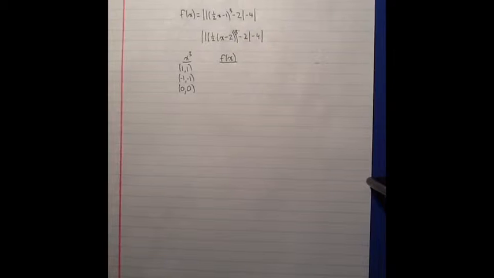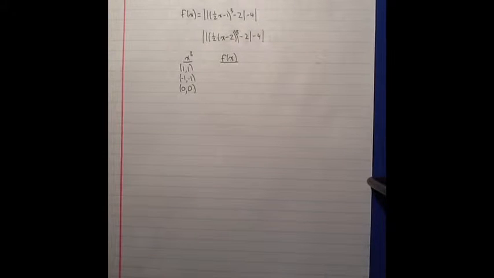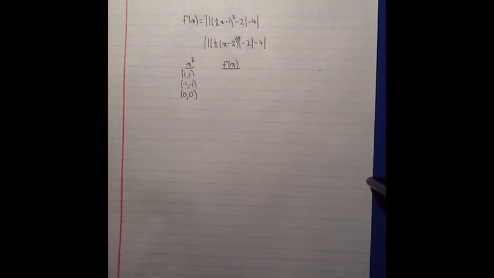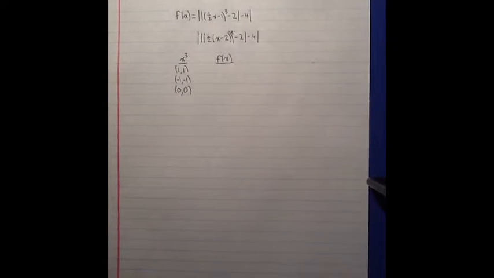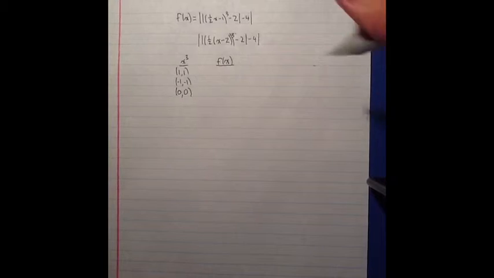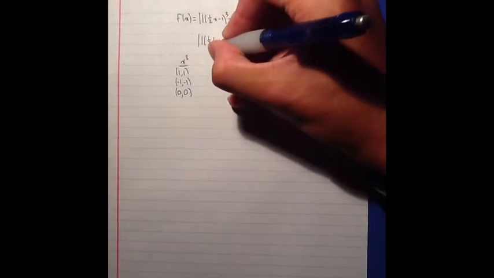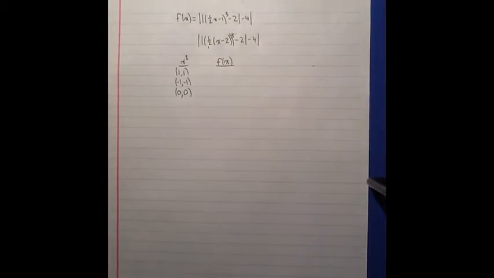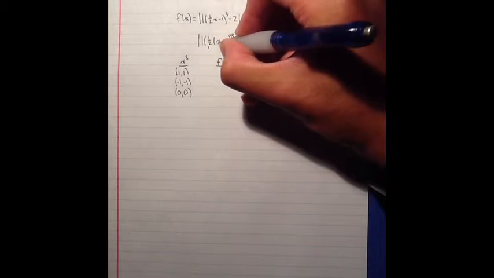So the basic graph of this equation is x cubed, and 3 points on x cubed would be 1, 1, negative 1, negative 1, and 0, 0. So in order to find where the x values on the basic graph transform to, we would first multiply by 2, and then we would add 2.